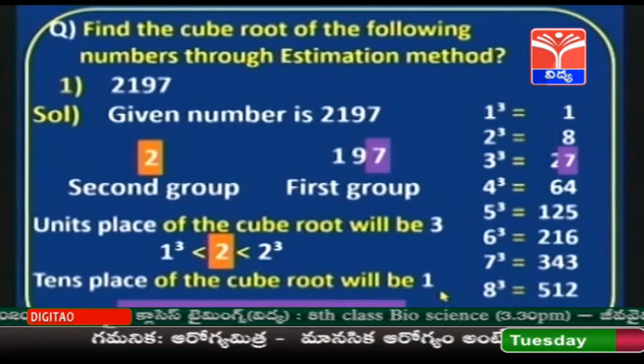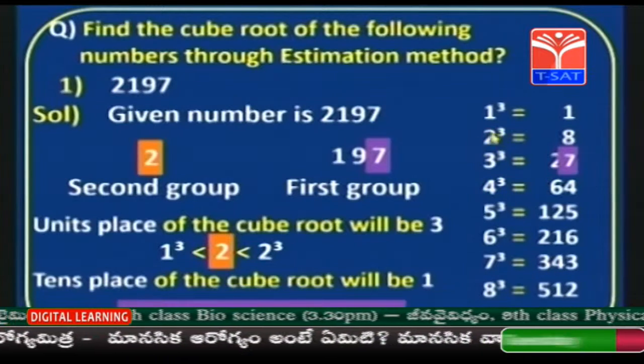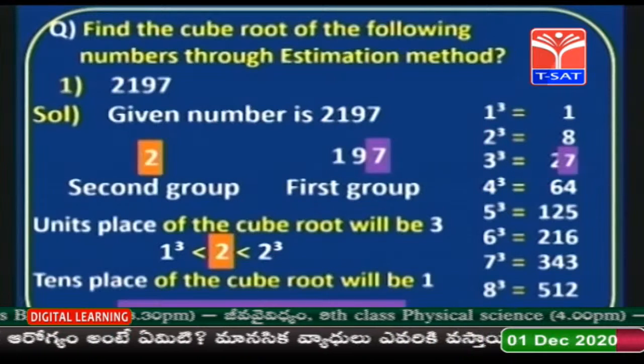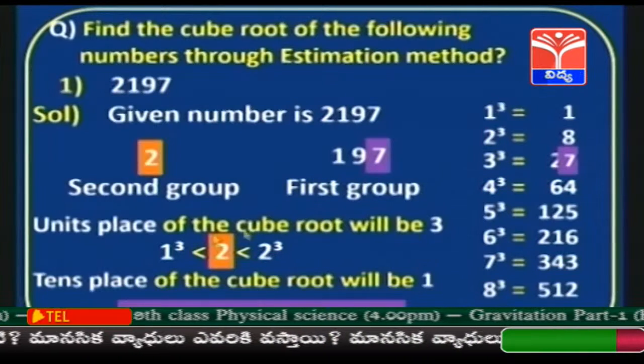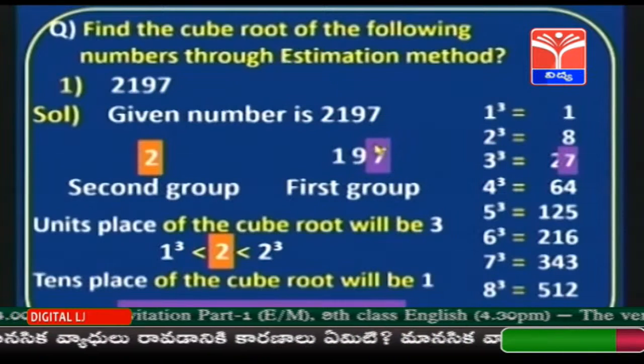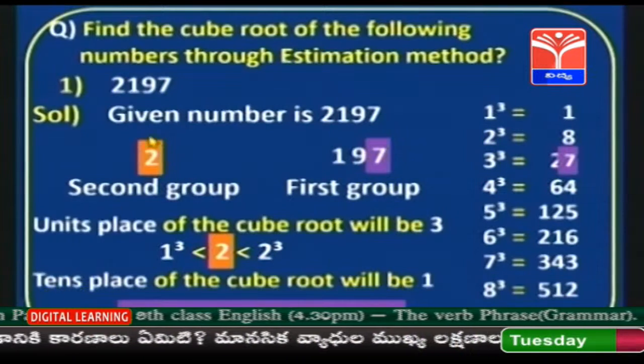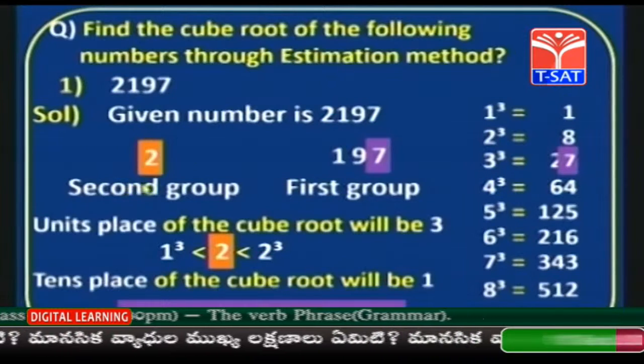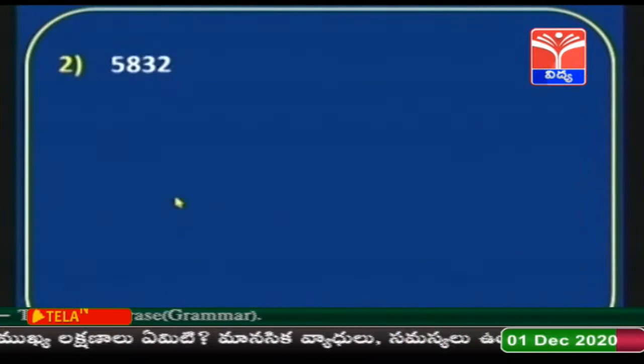So what will be the number now? Yes, it will be 13. So cube root of 2197 is 13. See children, units place you have to select based on the last digit. Tens place you have to select based on the value of the second group. Now let us go for another example.